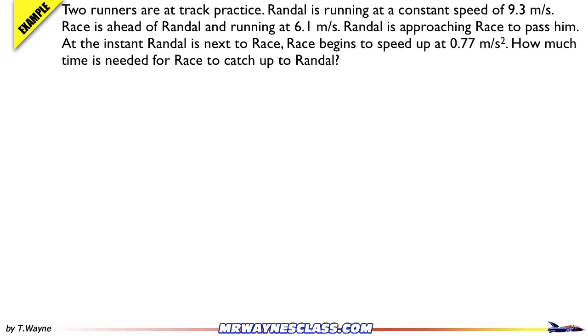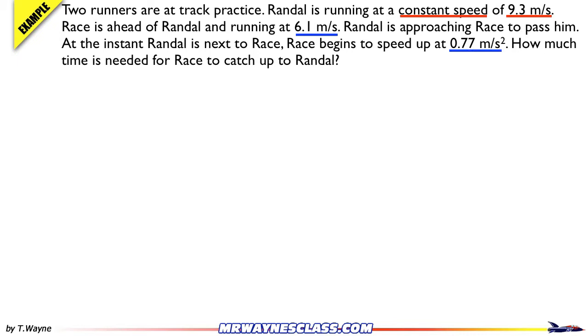So let's look at the givens. Look at unit clues and any other clues I have in here. First, I have the phrase constant speed. That means acceleration for Randal is equal to 0. And I have 9.3 meters per second, and going back, that's Randal's velocity. Race is traveling at 6.1 meters per second, and Race is accelerating at 0.77 meters per second squared.